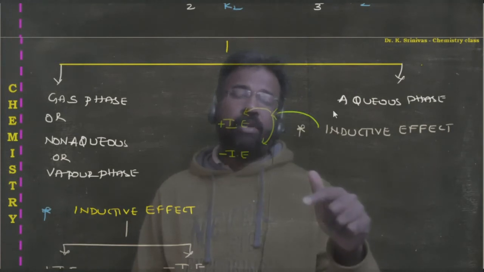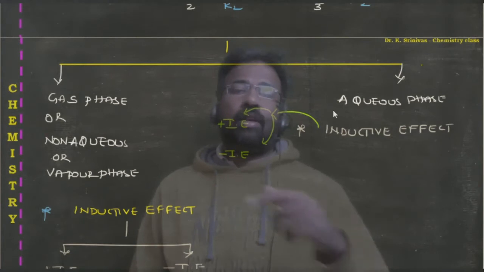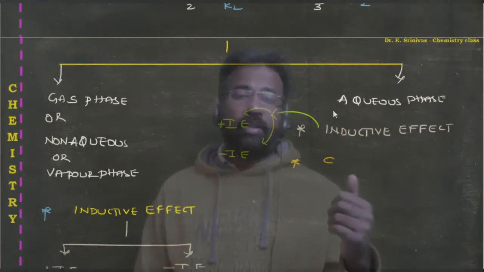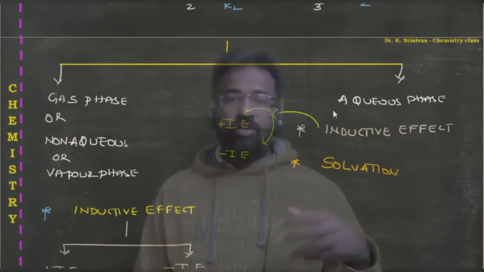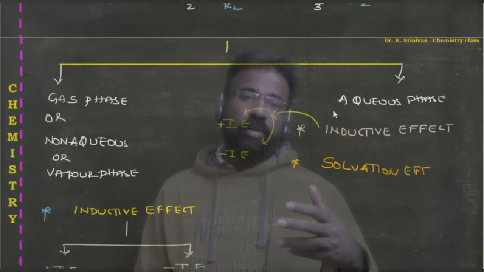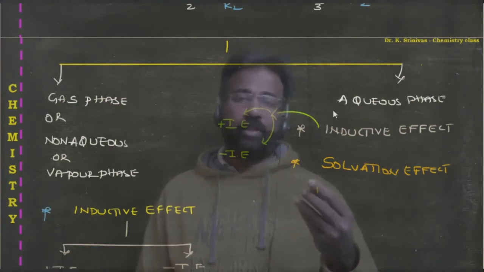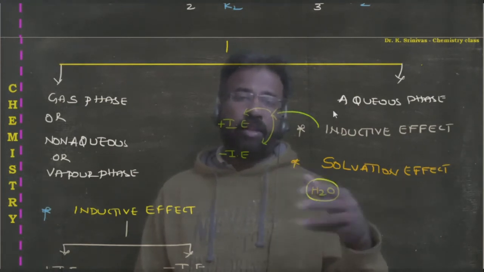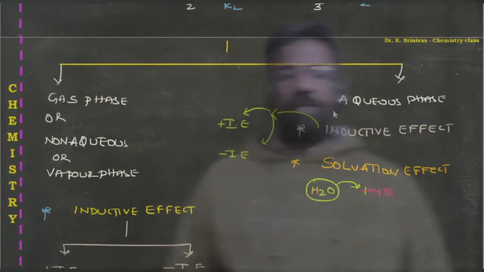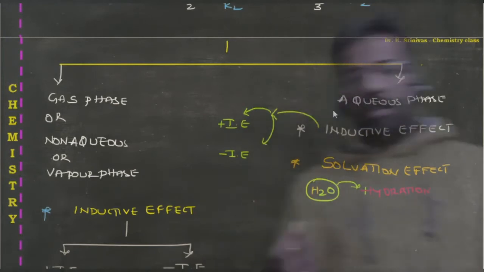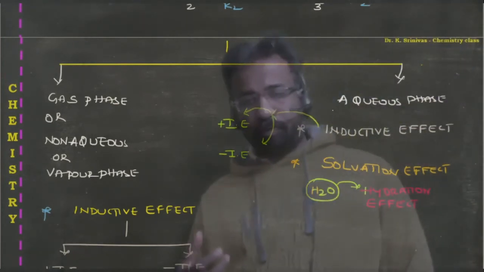Minus inductive effect groups are nothing but the electron-withdrawing groups. The second category is the solvation effect. If you are using water, then we say it is the hydration effect, isn't it? If you are using a solvent other than water, then it is simply solvation. We can specifically mention that it is the hydration effect when you are using H2O.